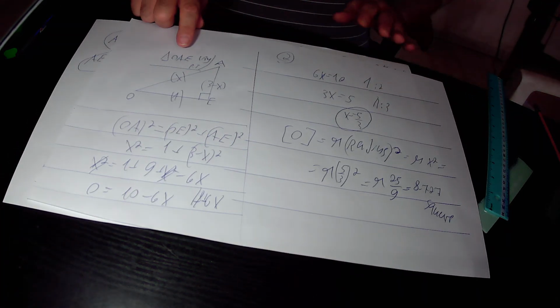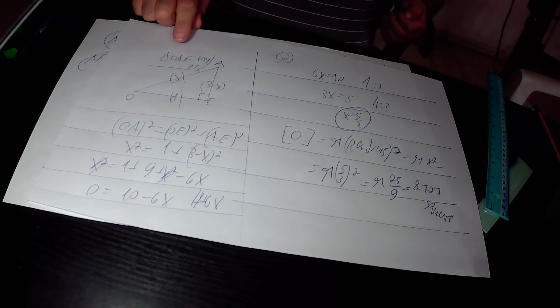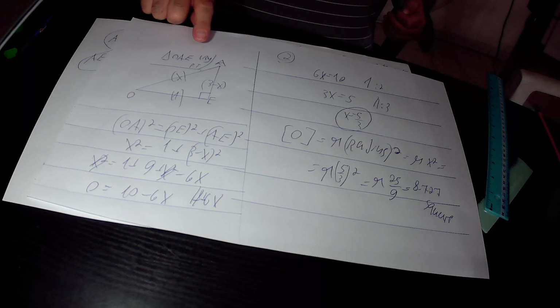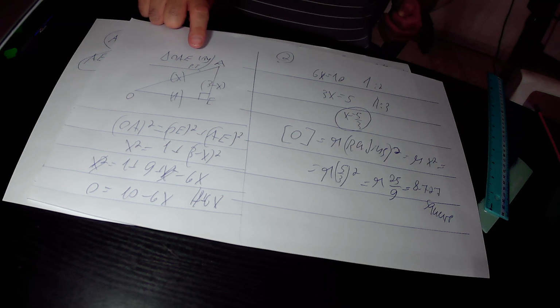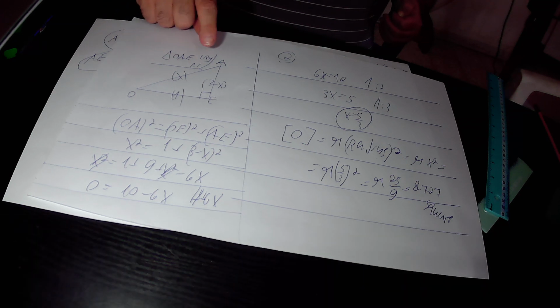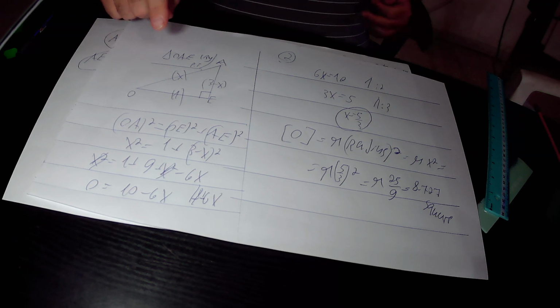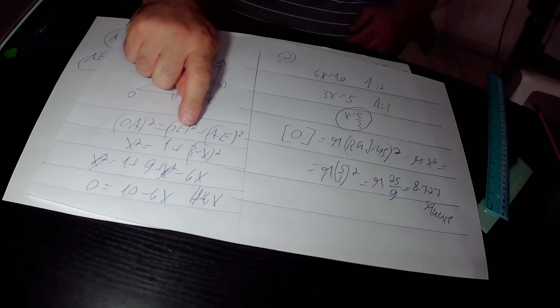This is the right triangle OAE from the original drawing. According to the Pythagorean theorem, in this right triangle OAE, OA squared, the square of the hypotenuse, is equal to AE squared plus OE squared. OA is x, therefore OA squared is x squared, which is equal to OE squared. OE is 1, therefore OE squared is 1 squared, that is 1, plus AE squared. AE is 3 minus x, therefore AE squared is (3 minus x) squared. So in total we found that x squared equals 1 plus (3 minus x) squared.